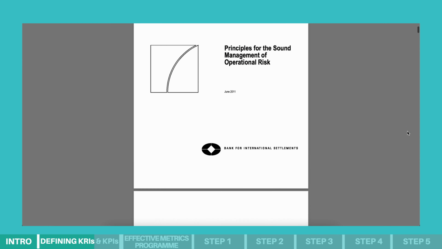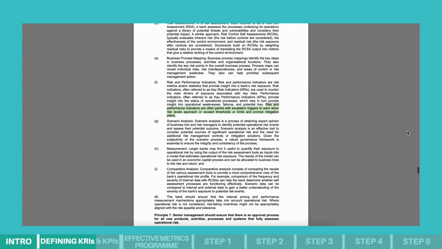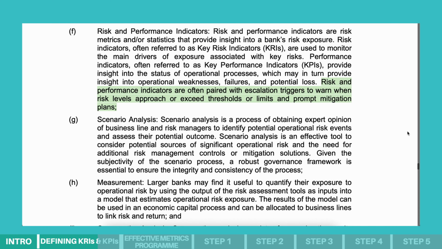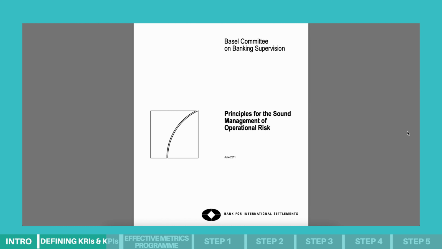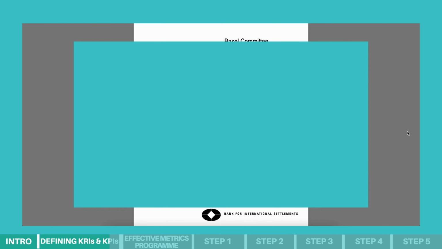A key element that you should know on the use of KPIs and KRIs is that risk and performance indicators are often paired with escalation triggers to warn when risk levels approach or exceed thresholds or limits and prompt mitigation plans. This sentence was quoted from the Principles for the Sound Management of Operational Risk, published by the Basel Committee on Banking Supervision. So to simplify that sentence, essentially, I look at KPIs and KRIs like handbrakes. When risk levels are approaching or going beyond certain thresholds, those should trigger mitigation strategies.